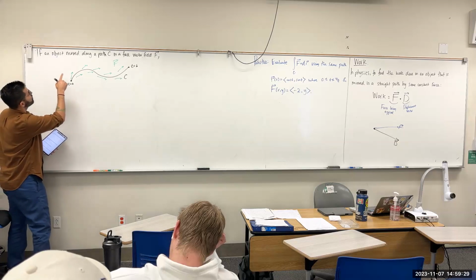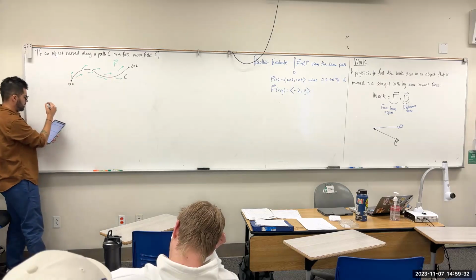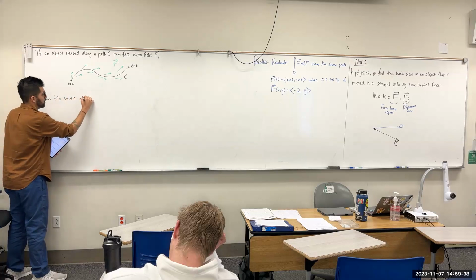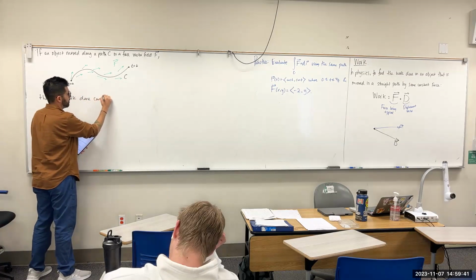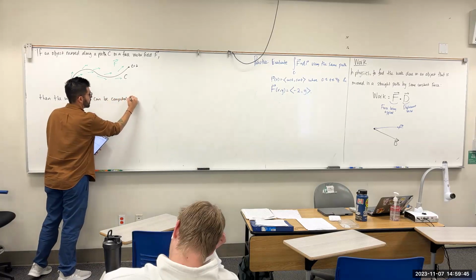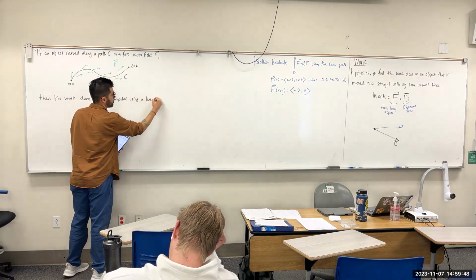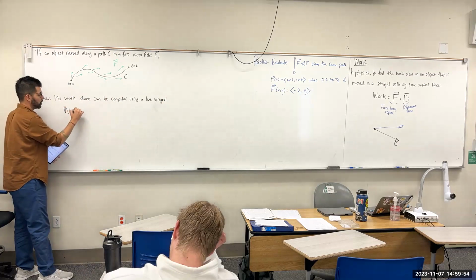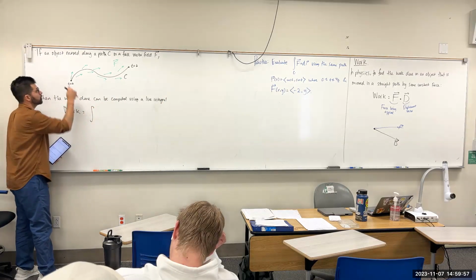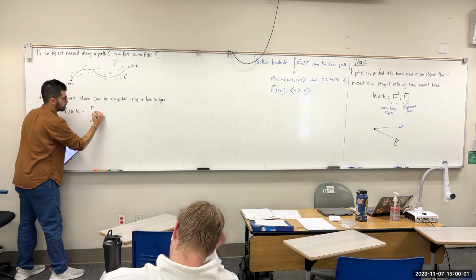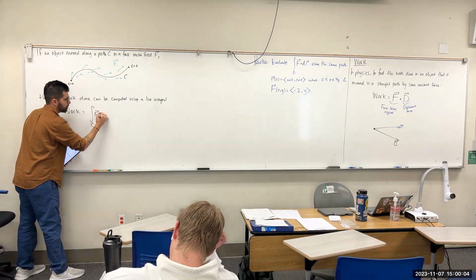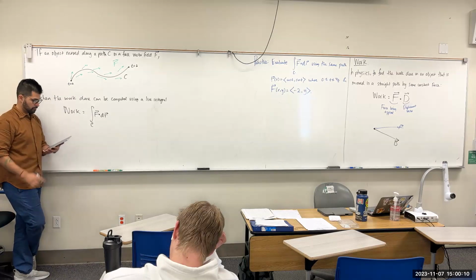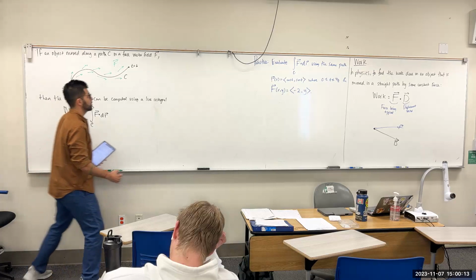So if an object moved along the path C in a force vector field F, then the work done can be computed using a line integral, where the total work is the sum of all those little tiny works, which ends up being exactly the same as the line integral that we defined. It's pretty sweet.